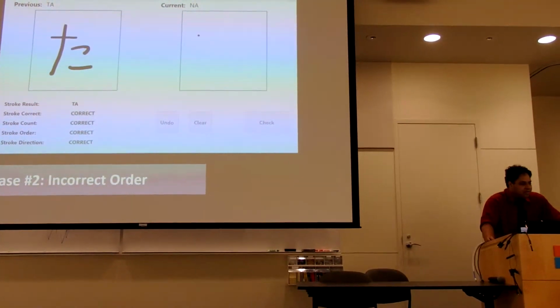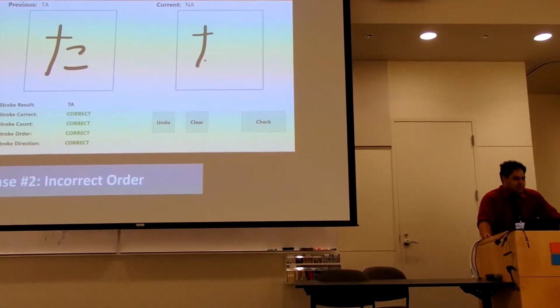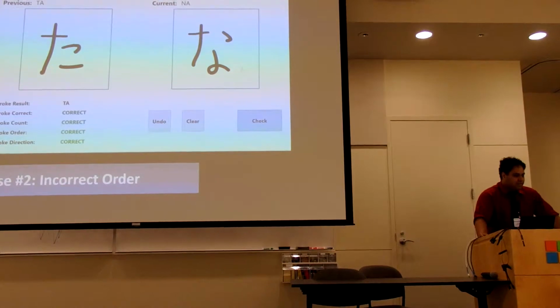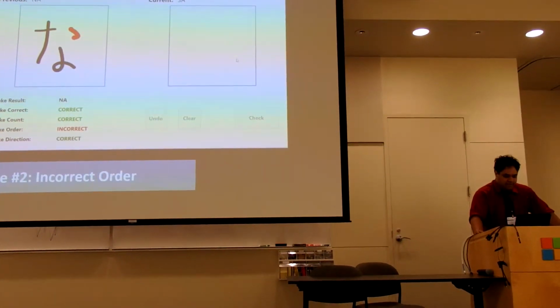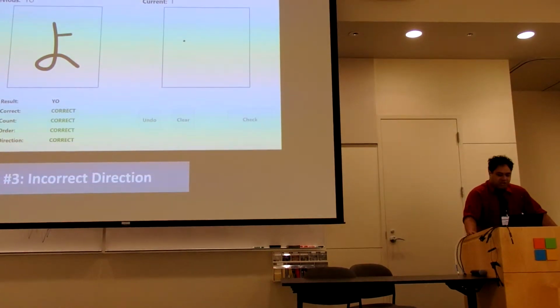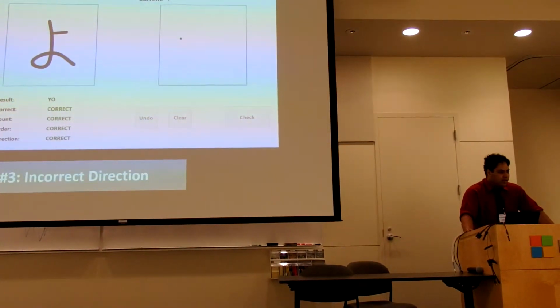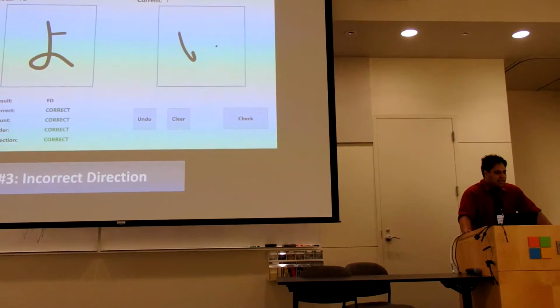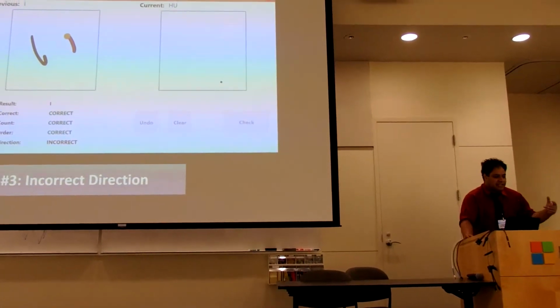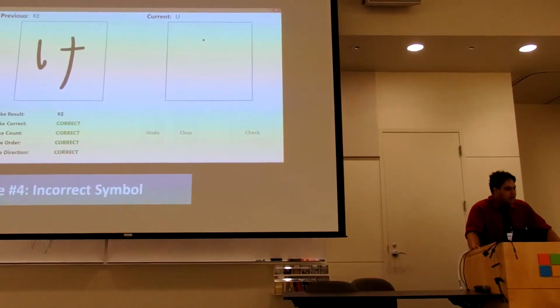Incorrect order. This is one of the main contributions of the work, the fact that we are able to differentiate the technique as well. You do the check, and the red indicates that this should have been the second stroke. Then the incorrect direction, where you wrote the second stroke in the incorrect direction, so it highlights the point where it should have started.